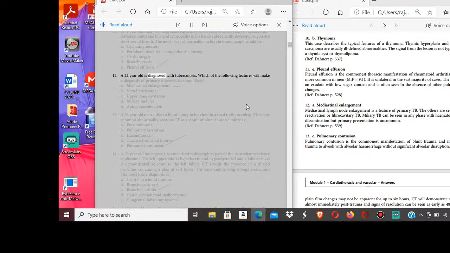12. A 22-year-old is diagnosed with tuberculosis. Which of the following features will make a diagnosis of primary tuberculosis more likely? A. Mediastinal enlargement. B. Septal thickening. C. Upper zone cavitation. D. Miliary nodules. E. Apical consolidation.